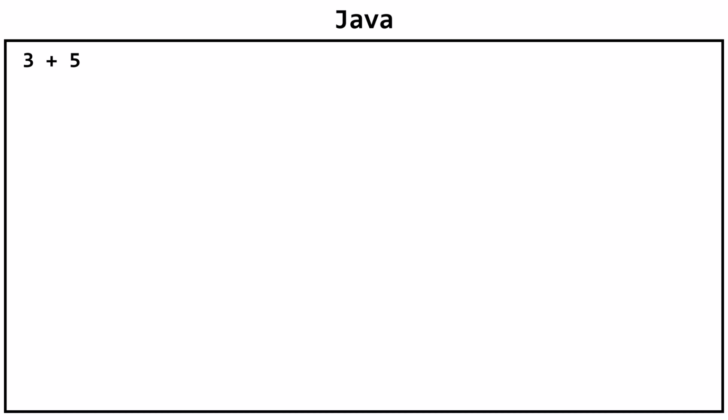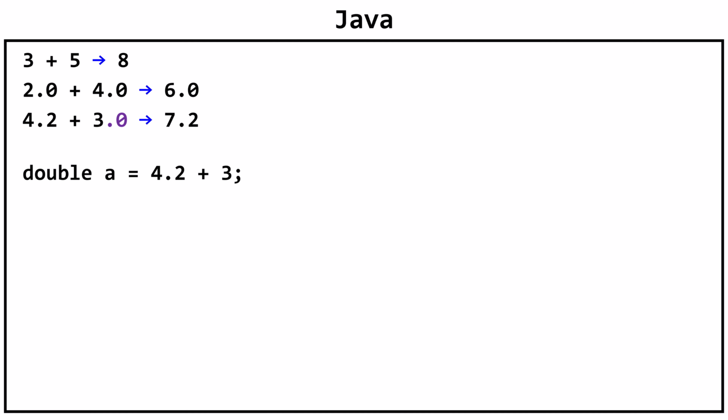Let's take a look at this expression, 3 plus 5. We're adding 2 ints, so it's going to evaluate to the int 8. Now let's look at 2.0 plus 4.0. These are doubles, so it's going to evaluate to the double 6.0. In this example, we're adding the double 4.2 and the int 3. To avoid loss of precision, Java automatically converts the int to a double, and we're going to end up with a double 7.2. Here's an example of how we might use the original expression in a full line of code. Double A equals 4.2 plus 3.